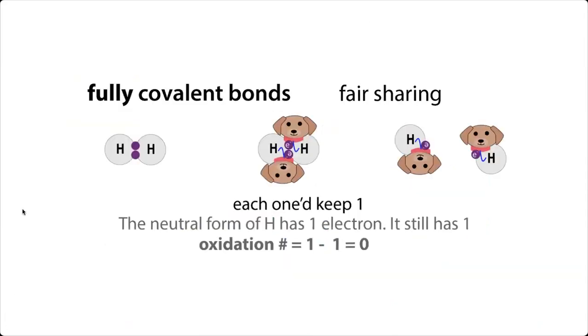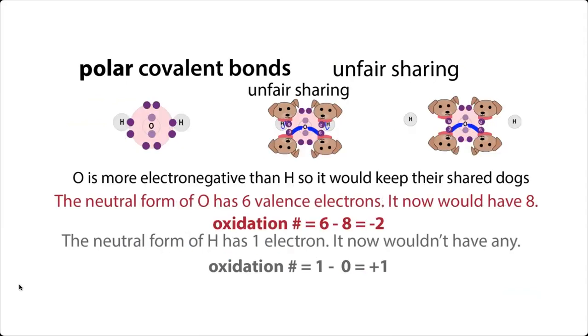So if we go back to our examples, we have our fully covalent bonds. Remember, here we have pair sharing. The neutral form of hydrogen had 1 electron. We split them up, it still has 1 electron, so 1 minus 1, voila, we have 0. And in fact, an atom in its atomic form is always going to have an oxidation number of 0.